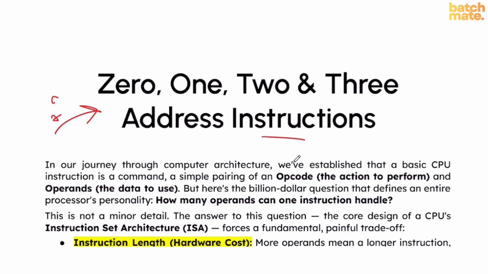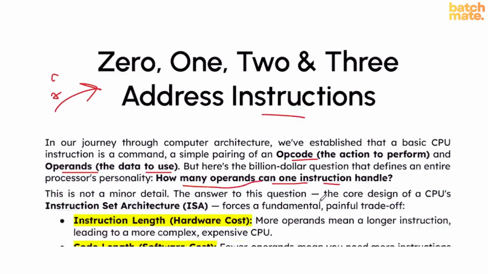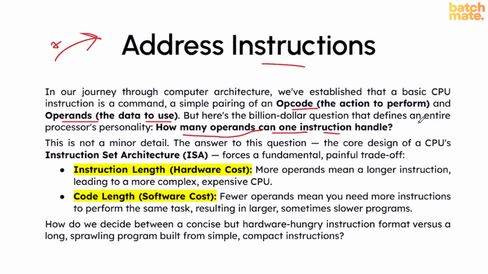In Module 1, we got to know that a basic CPU instruction is just a command. It's a pairing of an opcode, which is the action to perform, and operands, the data on which the action will be performed. But here is the billion-dollar question that defines the entire personality of a processor. How many operands can one instruction handle? Can I say add A, B, and C? Or can I only say add A and B?